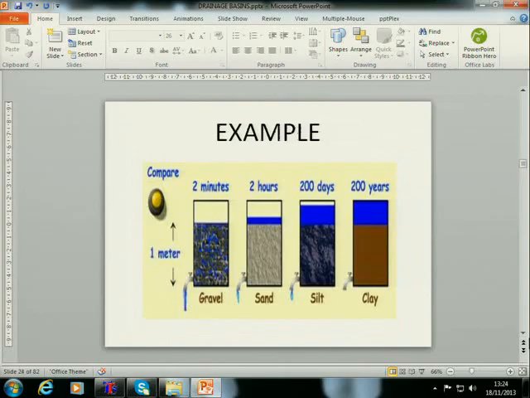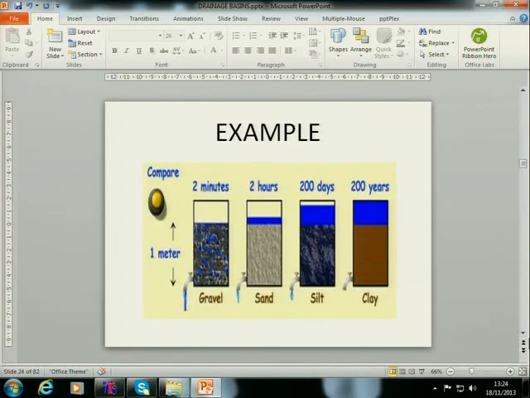Now, this is an example of a real study that they have done. They took an equal amount of soil. The one was gravel, then sand, silt, and clay. They poured an equal amount of water on all four of those ground components.